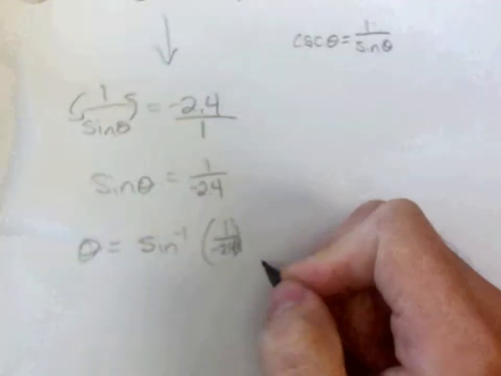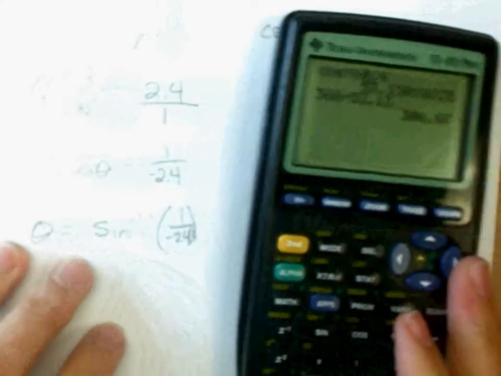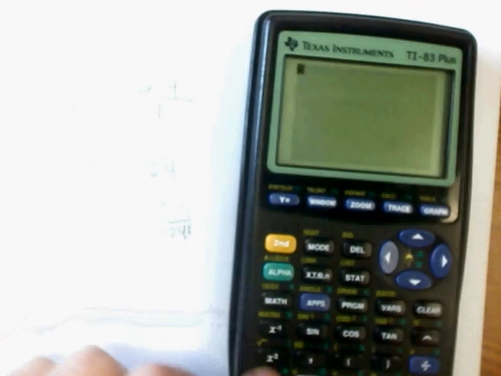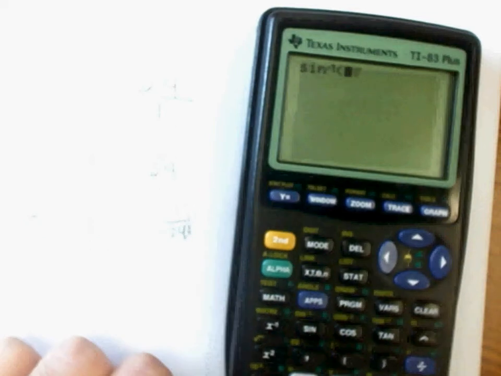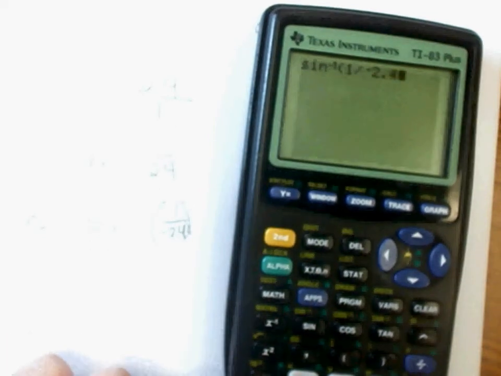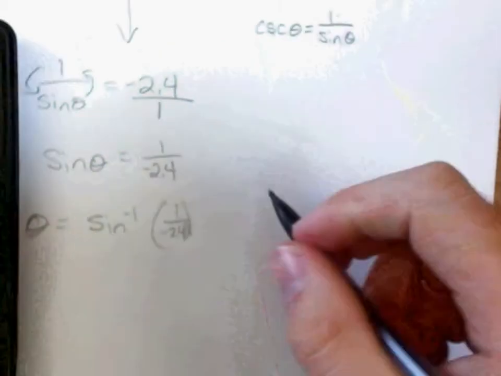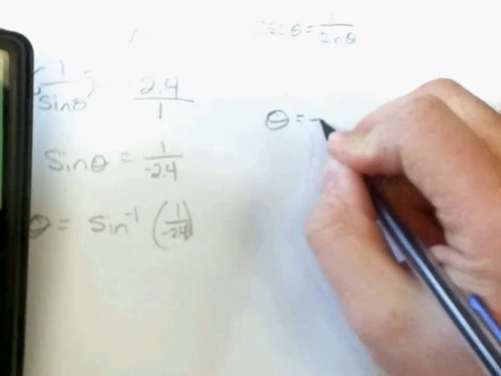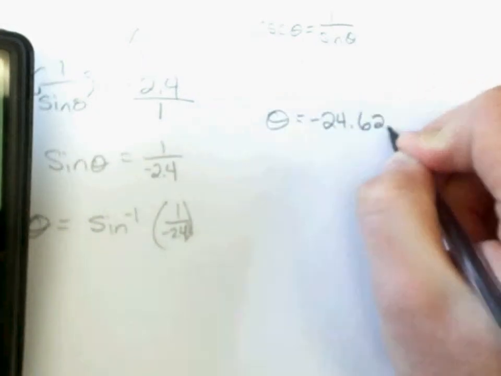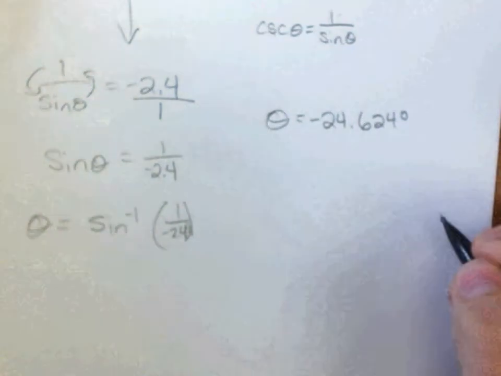which is simple enough to do. Be very careful with your parentheses. But we will say inverse sine of 1 divided by negative 2.4. And we get a negative angle, negative 24.624. This is a point where some people get confused.